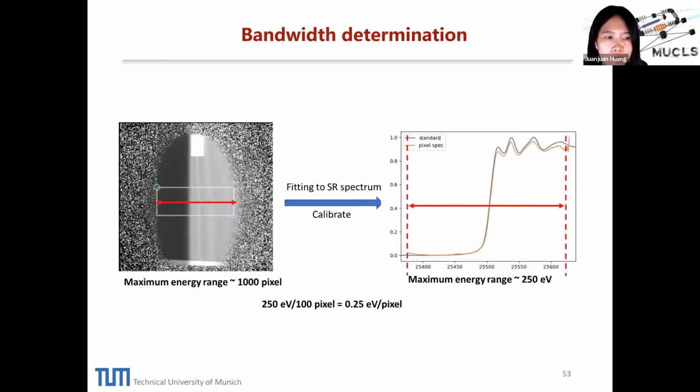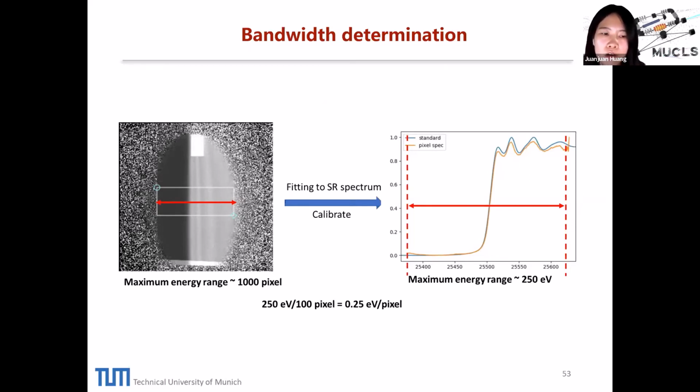And then you can measure how many pixels the Bragg beam is covering. For example, in this case, it's 1,000 pixels. And then by calibrating with a synchrotron spectrum, you can also get the energy range. So in this case, it's covering 250 eV. So we can get the experimental evaluation that for each pixel, the energy bandwidth is roughly 0.25 eV.